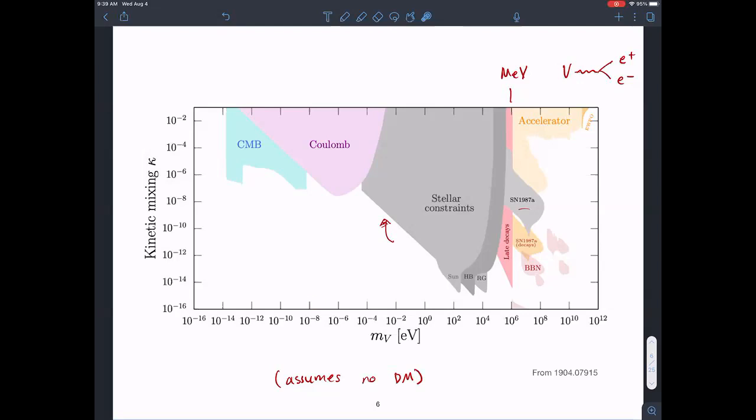There's a lower bound somewhere below here. This bound is just where I cut off the plot. There's nothing there because there are very few constraints below here, but there's no particular reason to cut it off there. I think people have even considered lower.